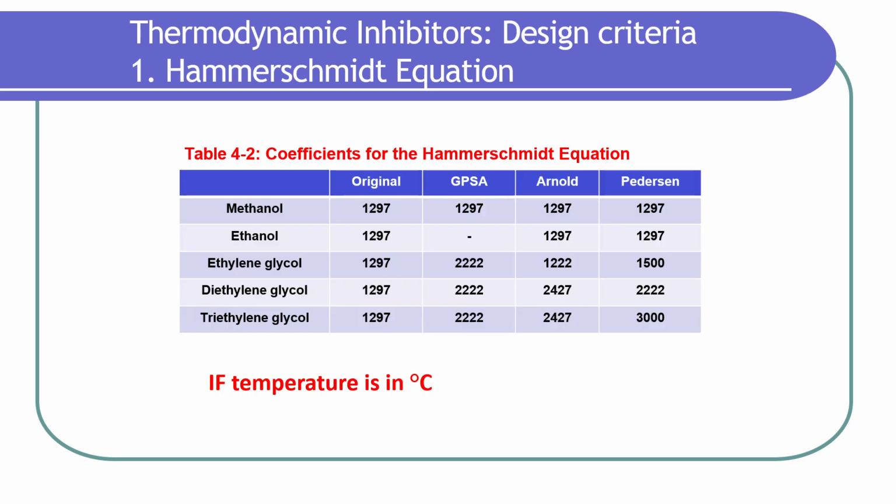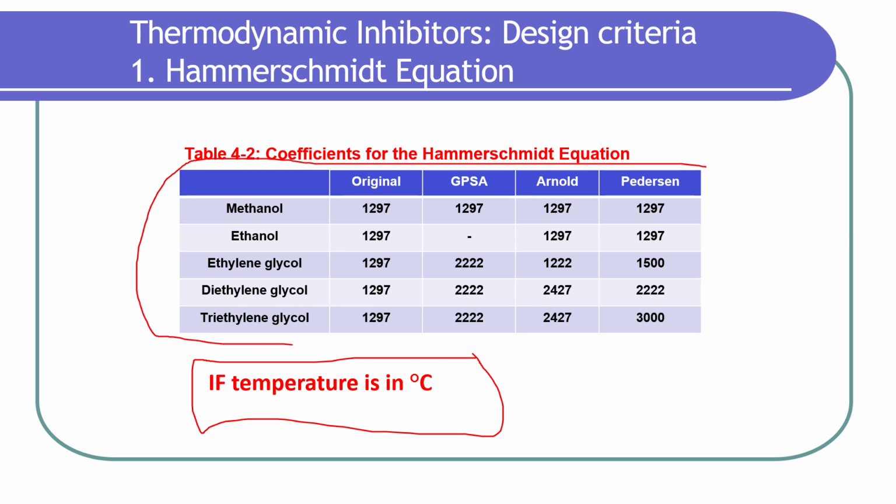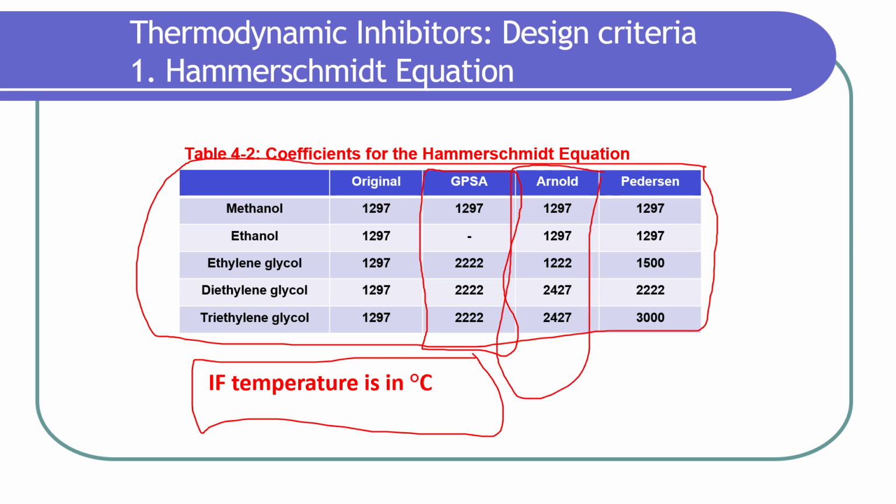Now if your temperature is given in Celsius, you can use the Hammerschmidt coefficient using this table, or you can use the values in this other table. As you can see, there is a slight deviation from one method to another, and here is the reported data. For example, this is the GBSA book, this is the Arnold method, and this is the Peterson method. To be on the safe side, we normally deal with the GBSA book, unless I tell you in the question to use some other method.